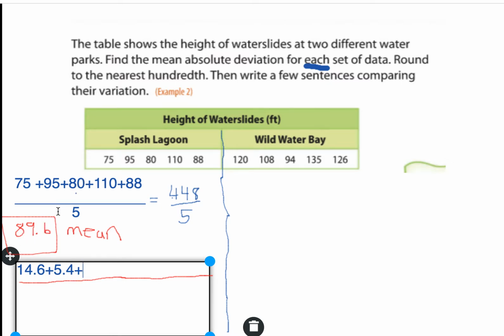89.6 minus 80. I always put the greatest one on the top, so I stay with my positives. And you should have gotten 9.6. Next one, you should punch it in. You're already going ahead, I hope. 20.4. And our last one, we're going to subtract 89.6 minus 88, and you should get 1.6. You should feel very accomplished if you did that, because that means you did it correctly.